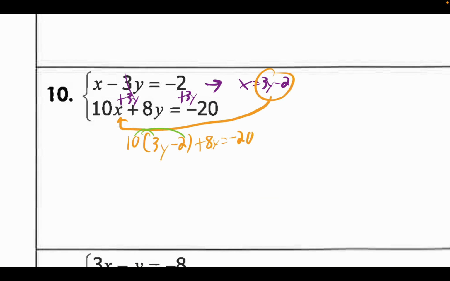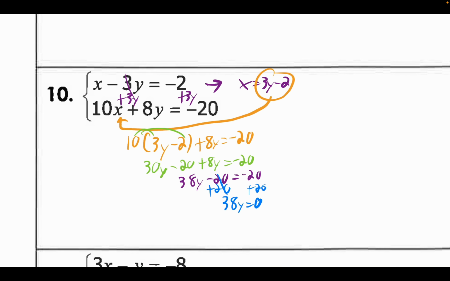We distribute the 10, and I get 30y minus 20 plus 8y equals negative 20. So I combine like terms, and I get 38y minus 20 equals negative 20. I add 20 to both sides, and I get 38y equals 0.